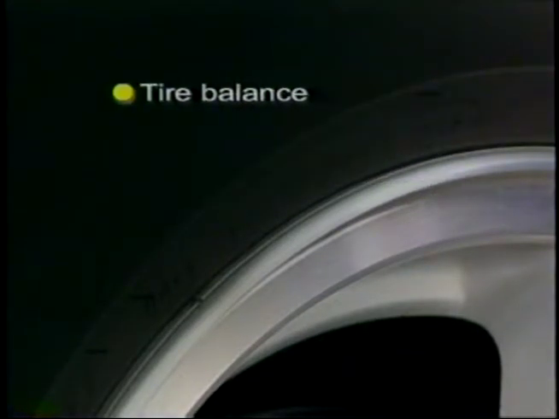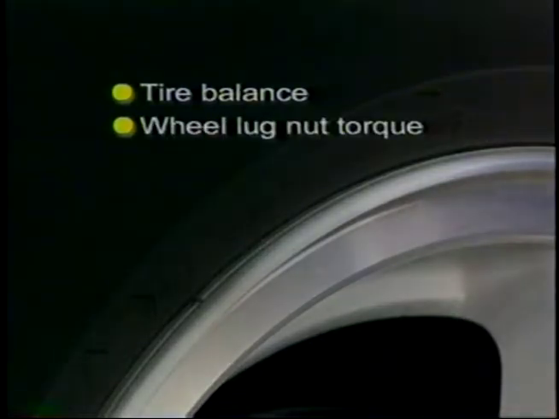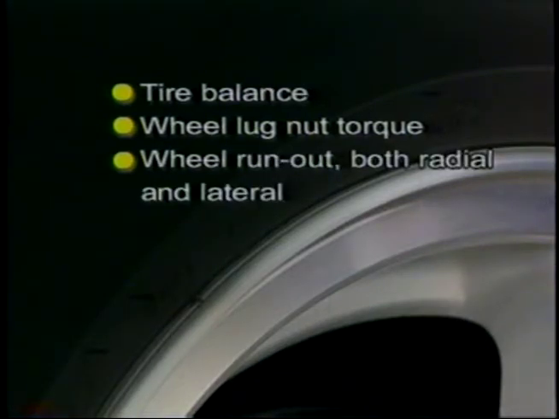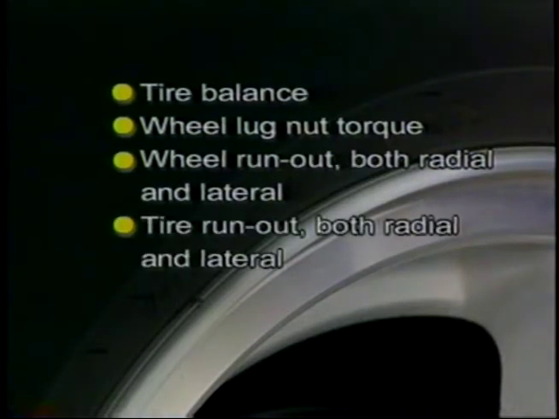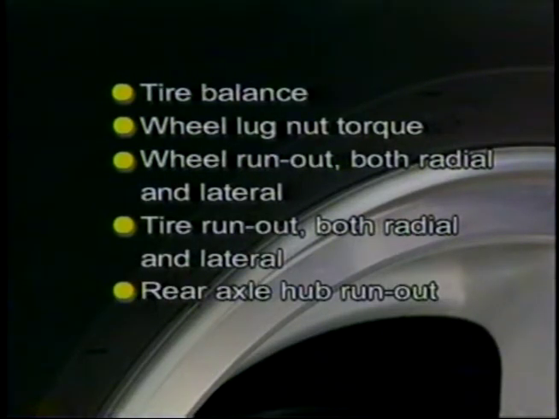problems with tire balance, which will cause vibrations in the car or the steering wheel; wheel lug nut torque, which will cause the wheels to wobble from excessive lateral runout or cause warping of the brake rotors, causing brake pulsations; wheel runout, both radial runout, which will cause a shimmy, and lateral runout, which will cause a wobble; tire runout, both radial and lateral; and rear axle hub runout, which can cause the same problems as improper lug nut torque or excessive lateral wheel or tire runout.